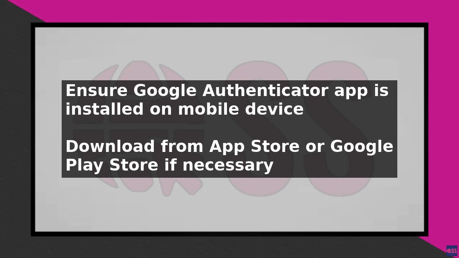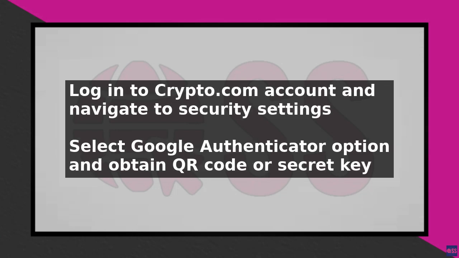First, log into your Crypto.com account and navigate to the security settings. This is usually found under the Account or Profile section. Look for the two-factor authentication option and select Google Authenticator. You will be presented with a QR code or a secret key.